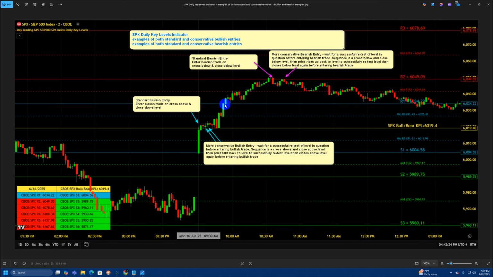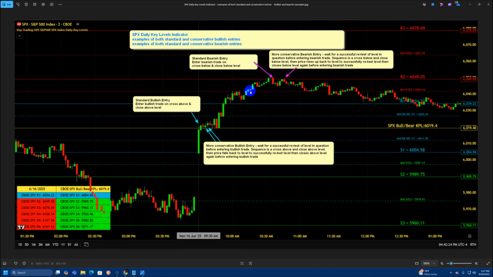If you instead, like the second point we're getting at, waited to take an entry off of the R1 level on this cross and close above, then your standard stop loss on that trade is the first midpoint below the R1 level, which is this mid BBKPL R1. And if you instead took the tight stop loss, then it would be the QL below the R1 level, which would be the midpoint between this level and this level, which again, on the new V2.0 indicator, the QL levels auto plot as well.